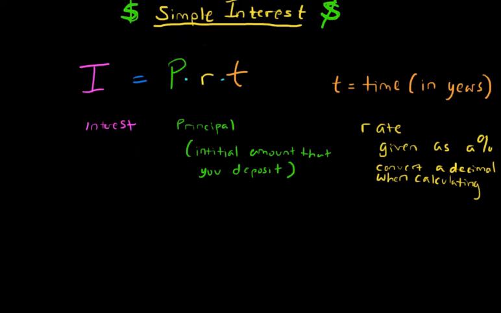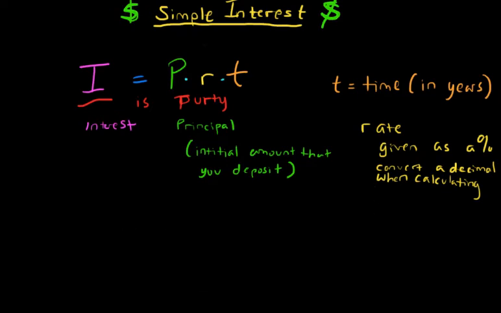There's an easy way to remember this formula, and yes, I get laughed at all the time for saying this, but I is Purdy. I is Purdy. So if you remember I is Purdy, you've got the simple interest formula. I equals P times R times T.